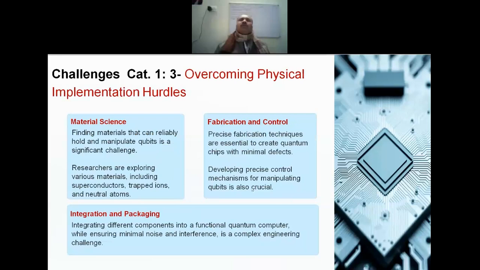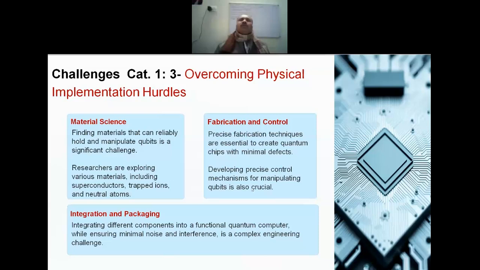Next one is implementation hurdles. First is at the level of material science, second is at the level of fabrication, and third is at the level of integration and packaging. You have seen a quantum computer as a round shape or a cubic shape in all the figures. Ultimately, which material you can utilize to maximize the qubits is a challenge. Second, how we can fabricate these qubits into the form of a chip with minimal effect, and how we can integrate and package all the things with each other to solve complex problems.